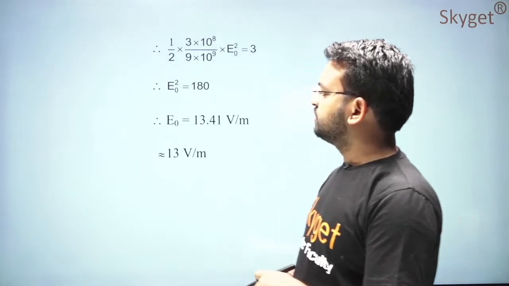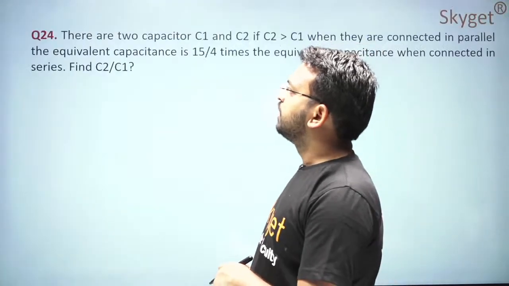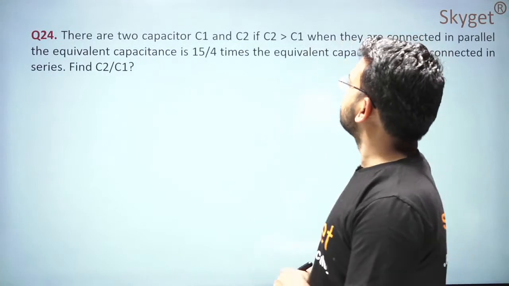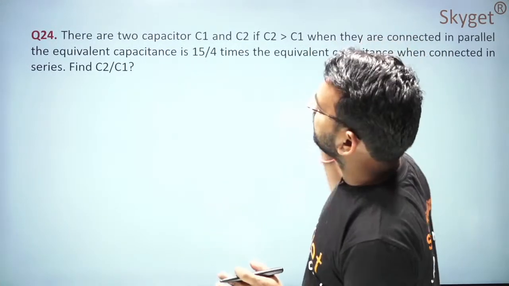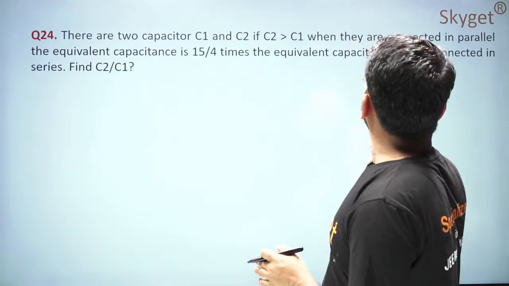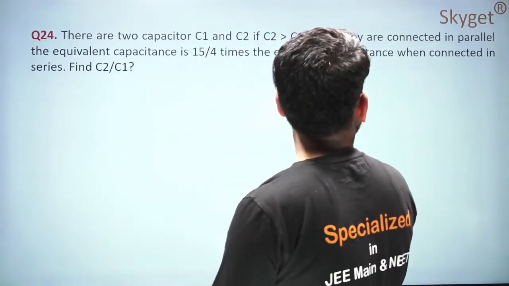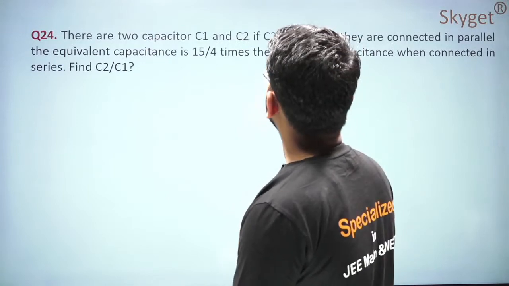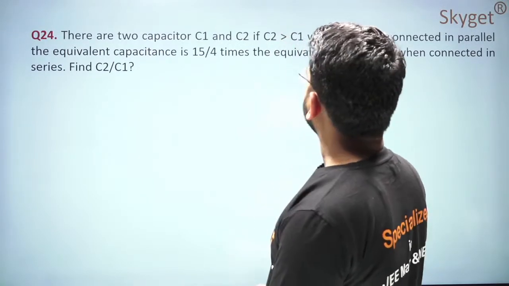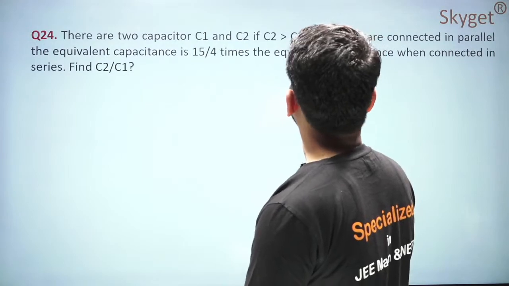Now the next question, a simple question, just watch here. There are two capacitors, C1 and C2. When they are connected in parallel, their equivalent is this much. When they are connected in series, it is this much, right? Find C1 and C2. So basically they are asking for the equivalent capacitances.